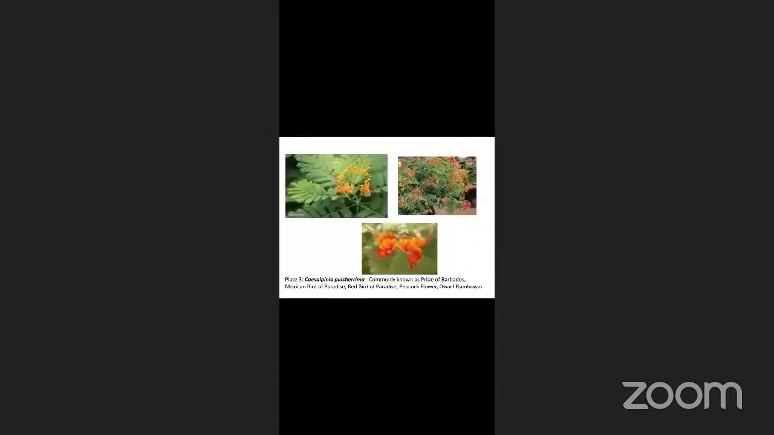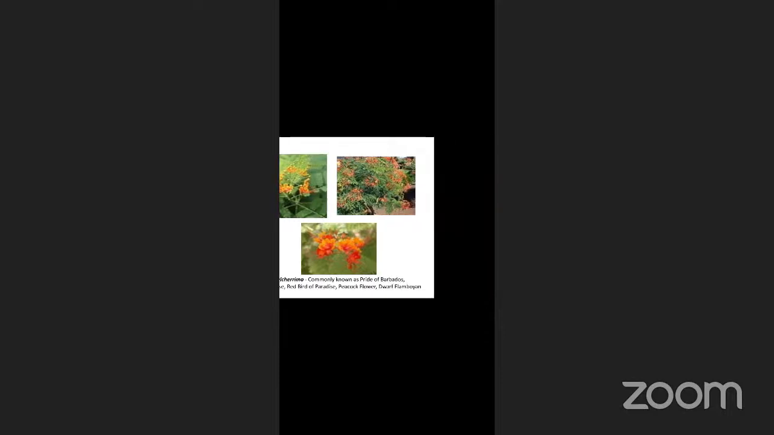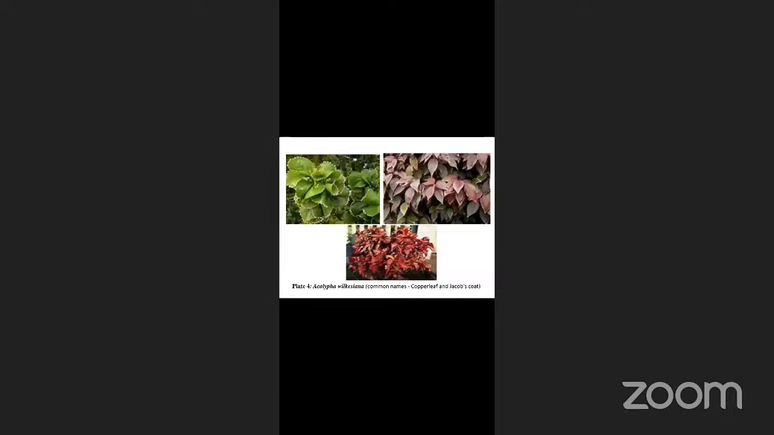And then these are the samples of the flowering plants I'm talking of. So, the pride of Barbados, that's Caesalpinia pulcherrima, and so on. So, just to give you the appearance of how some of these things look. The other flowering plant is Acalypha wilkesiana.